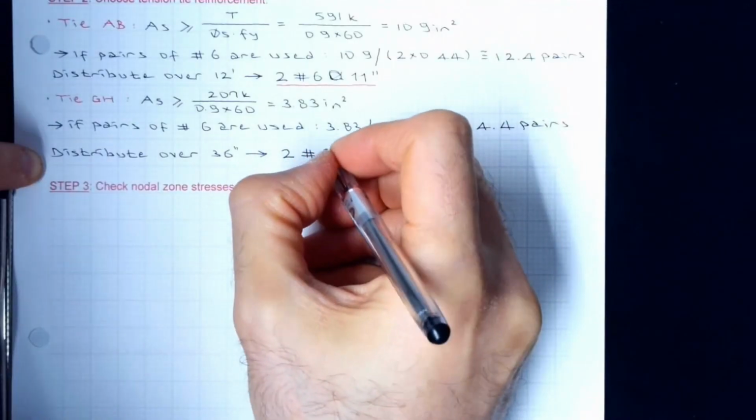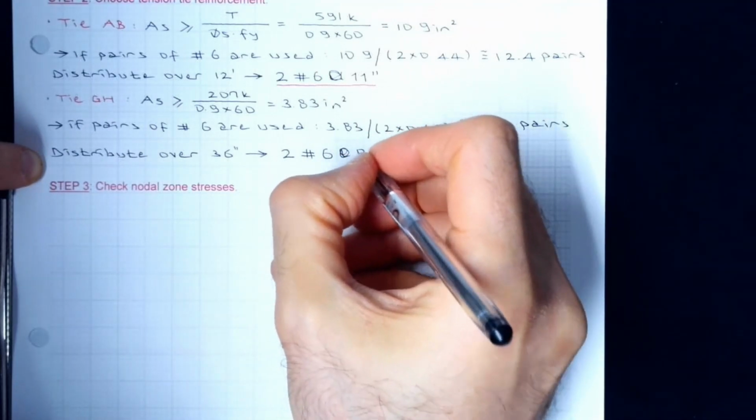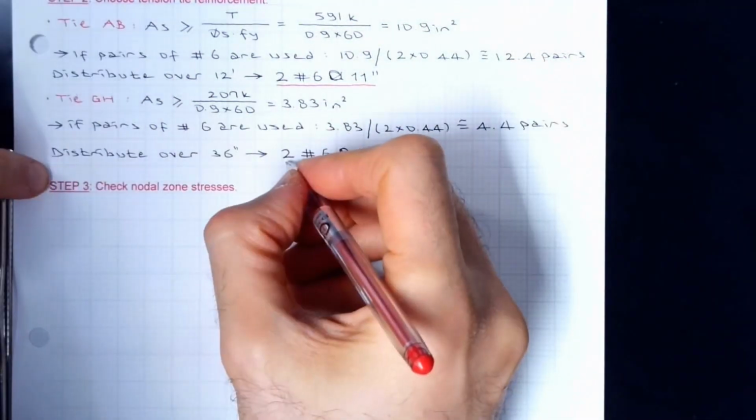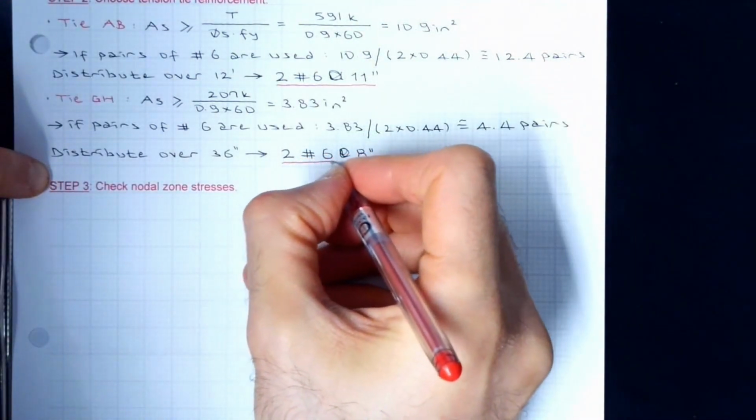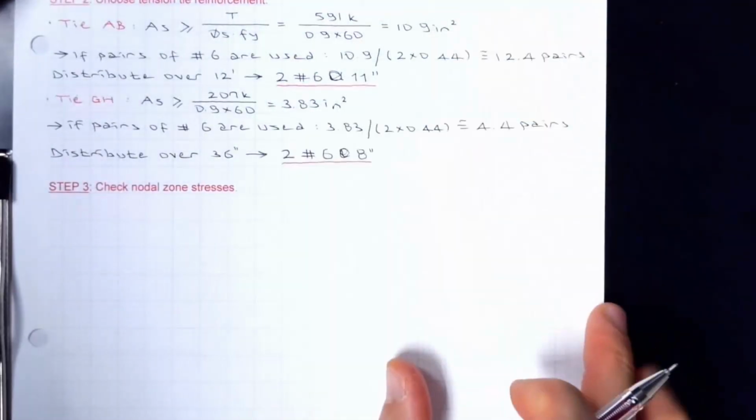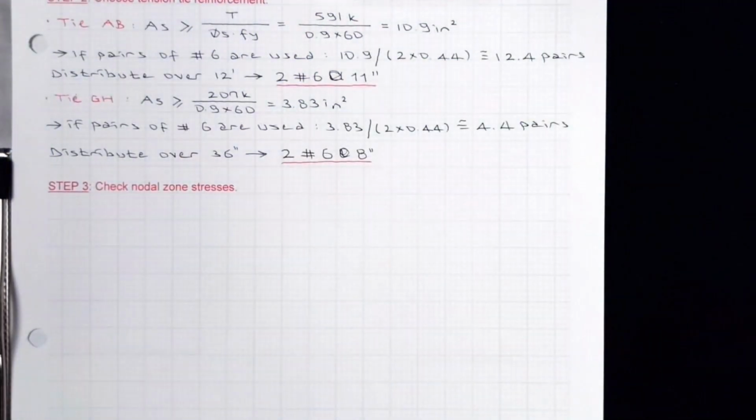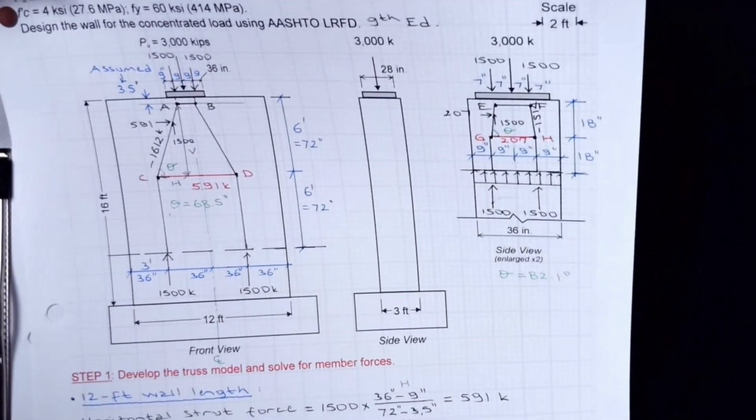2 layers, number 6, 8 inches. It's more frequent. It's more than your main reinforcement because we are distributing it within a short distance. That's pretty much it. In a strut-and-tie design, you finish the design at the very beginning.